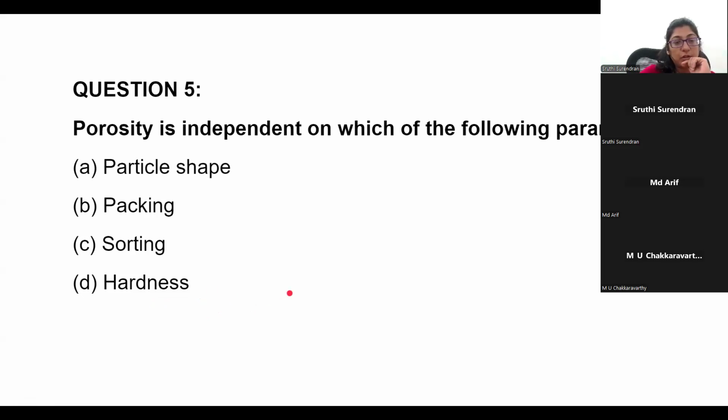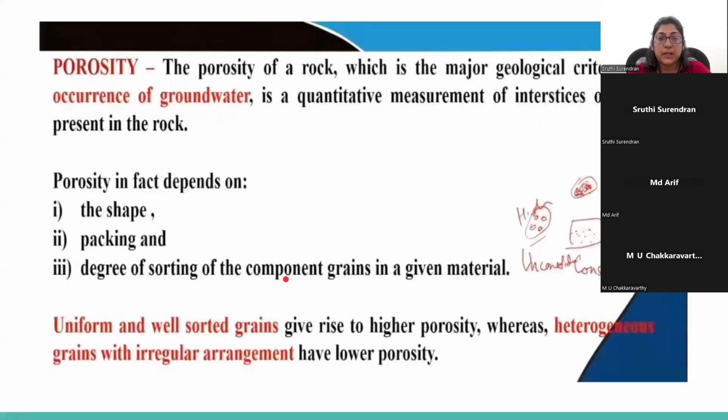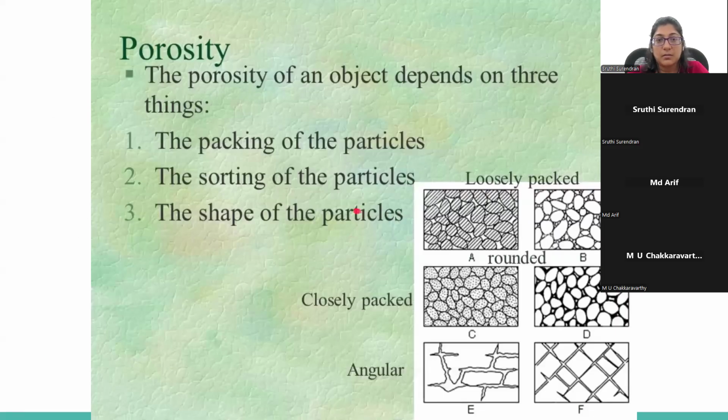Okay, so moving on. The correct option is answer D. Now, porosity is a property of the aquifer material or soil material or rock or whatever geological material, and it depends on the shape of the particles, the packing of the particles, and the degree of sorting of the components. We know what shape of particles is. It can be round. It can be angle-edged. I mean, particles can have sharp edges. So it depends on the shape of the particle.